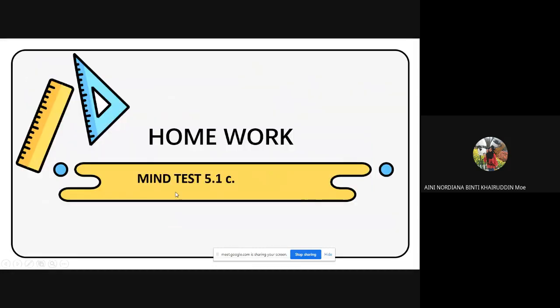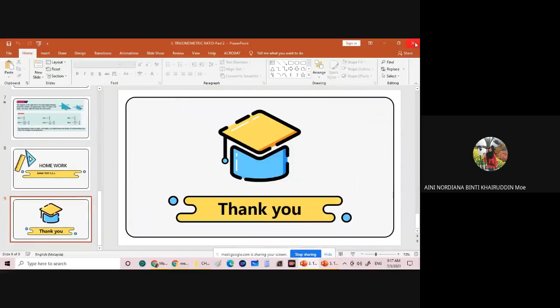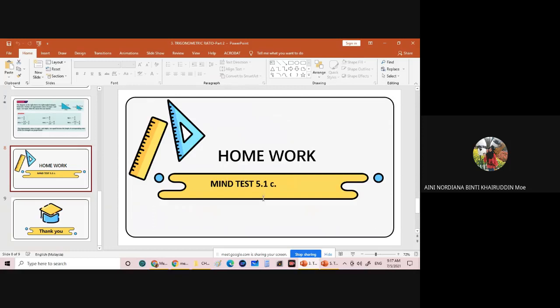So this is your homework, Mind Test 5.1c. Okay, not done yet because you have 2 periods today. So I will continue. So this is your first homework, 5.1c. Next.